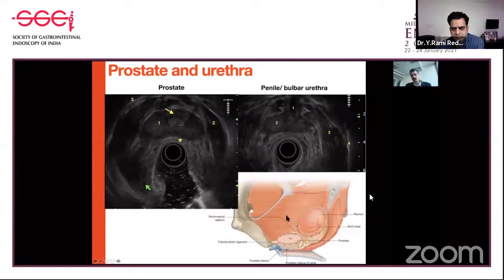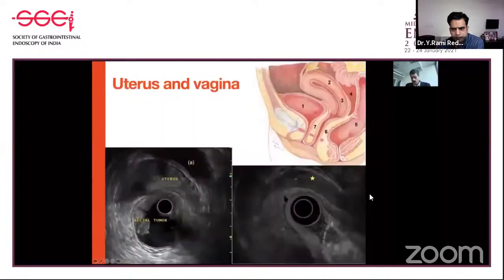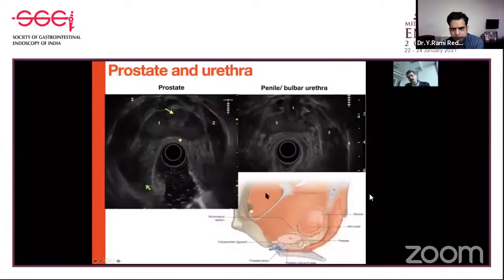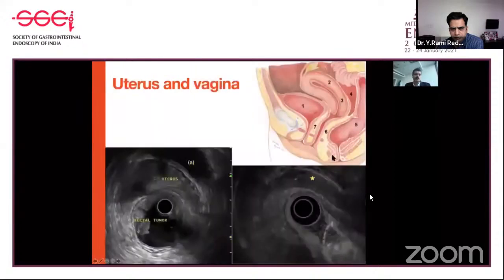And this is a schematic representation of the levator ani, or the pelvic floor, taking off from the sheath of the obturator internus. The obturator internus, which is forming the side wall of the pelvis, is also seen here on an EUS examination.